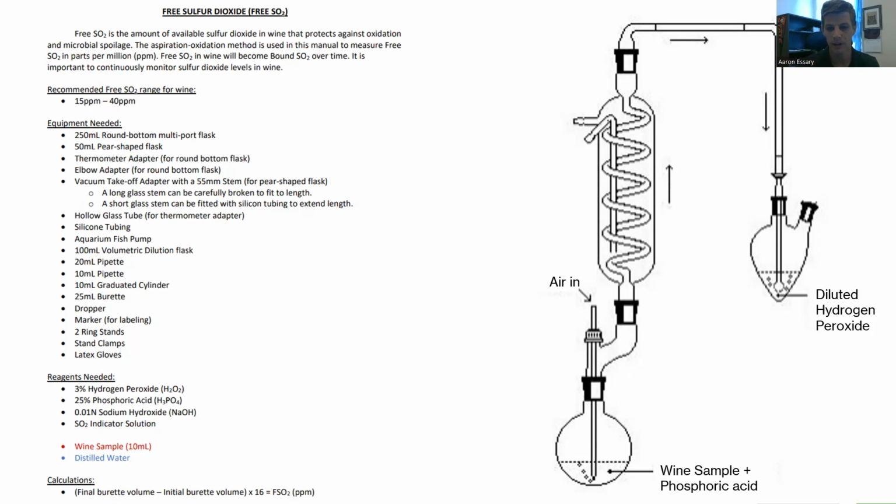You pump air in, the air liberates the SO2, it pushes it all through the apparatus. The H2O2, which is hydrogen peroxide, captures the free sulfur dioxide. And then from that, you titrate it using a base, usually NaOH. So again, I won't go through everything you need or how it's done, but on the left is all the equipment you need if you were going to build it. And there's a YouTube video in the link that I'll send out with the slides later. It'll show you how to run it. So that's the aspiration oxidation method.